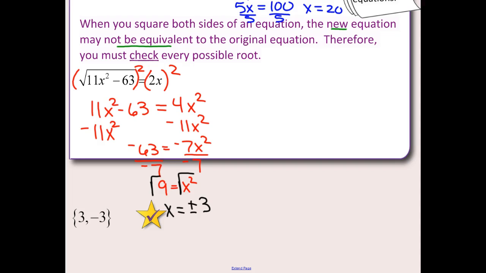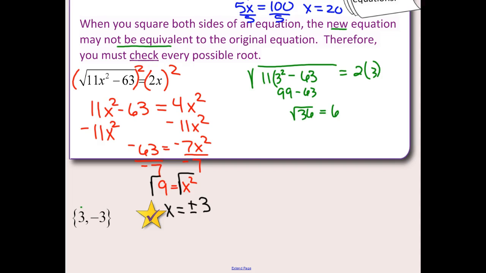So let's start with positive 3 first. If I plug that in, we're going to have the square root of 11 times 3 squared minus 63 equals 2 times 3. So this is going to give me 99 minus 63, which gives me the square root of 36 equals 6. Now, if you notice, it's the principal root, it's positive, so the principal root of 36 is 6, and 6 does equal 6, so 3 is an answer.